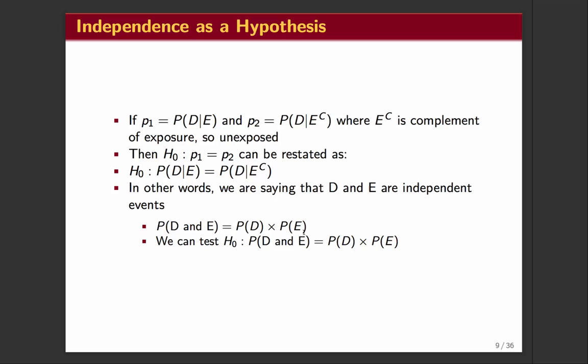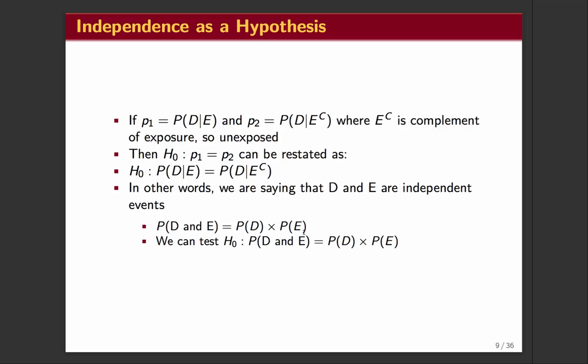if we look up here, probability of D given E is equal to the probability of D given not E. That's what the C refers to, complement. You can think about it as not. It's the other space. We're going to work with this as our null hypothesis that these things are actually independent.